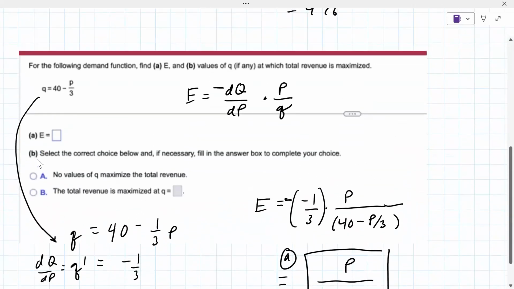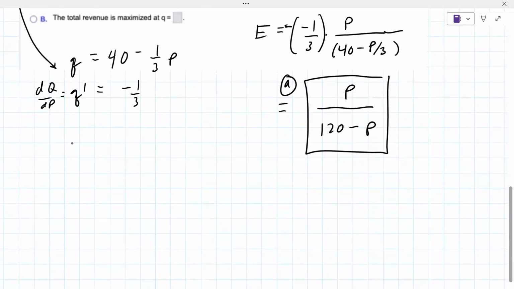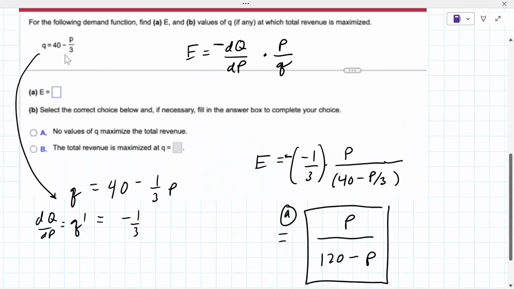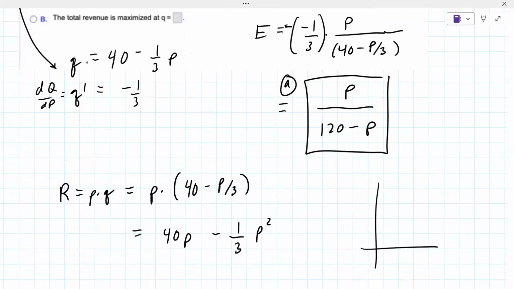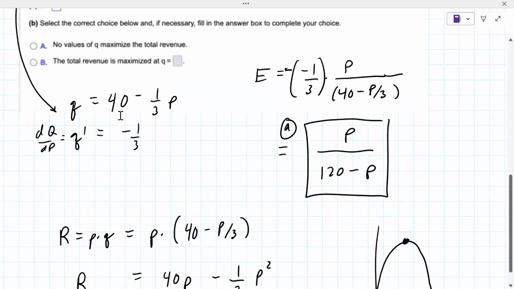All right, so then to do part B, to maximize total revenue. There's a couple ways to do revenue. Revenue is price times quantity. So in your problem, it's price times that quantity function, which is 40 minus p over 3, which ends up being 40p minus 1/3 p squared. So you can do this a couple of ways. You could graph this and figure out where the max is, or you can use the whole calculus thing where you take a derivative and set it equal to 0.